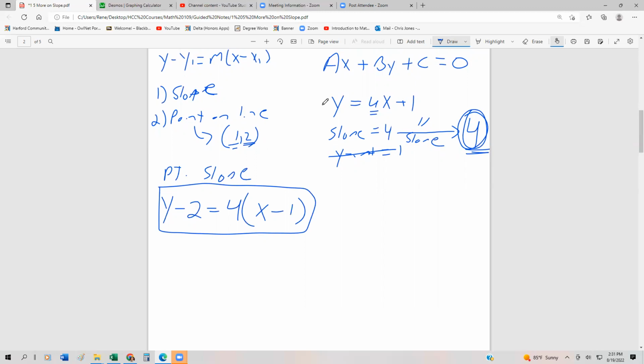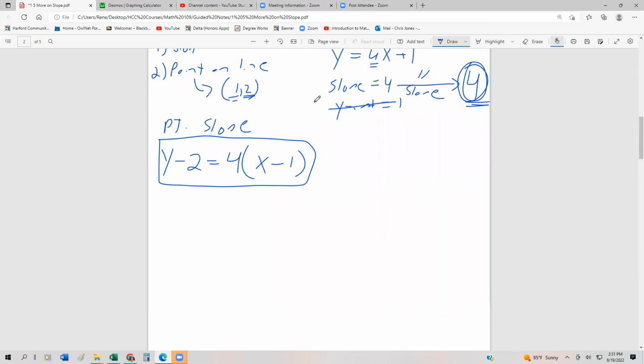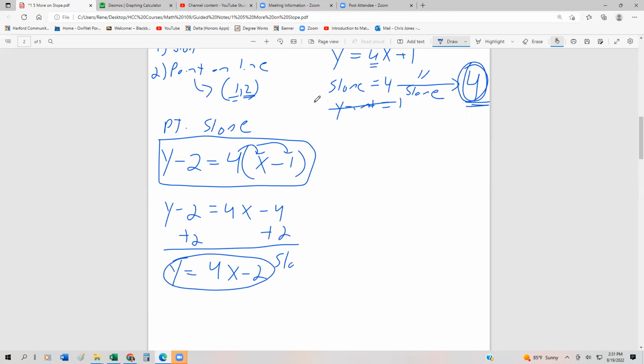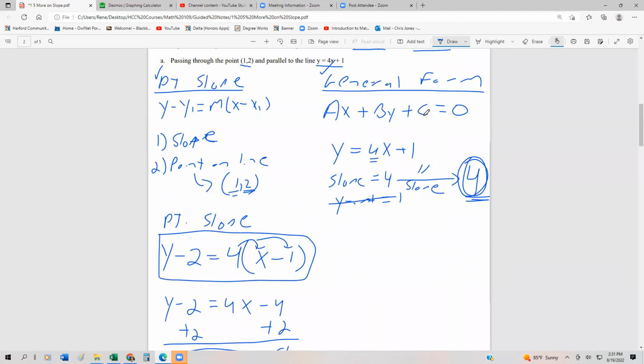Now let's put it in the general form. To do that, I'm going to distribute the 4, so that's y minus 2 equals 4x minus 4. Then I can put this into slope-intercept form by adding 2 to both sides. That never hurts because to me this is the most useful of all the forms. So y equals 4x minus 2. That's not our answer, though. That's the slope-intercept form. They're asking us for the general form, ax plus by plus c equals 0.